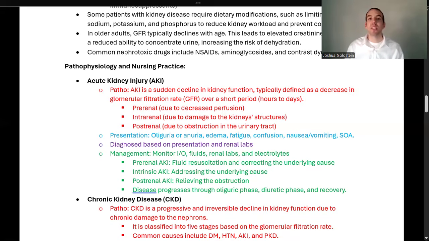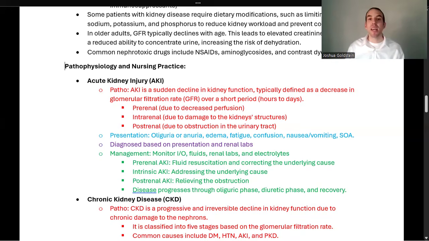All of those are the signs and symptoms of AKI. This is generally diagnosed based on presentation and renal labs. And again, most of the time with AKI, we see it coming. We know that there's an underlying condition that makes the patient at risk for developing AKI, and we're hopefully ahead of the curve in monitoring this. The management of AKI is going to be, first of all, for nursing purposes, we're going to monitor their input and output. We're going to give them fluids. We're going to monitor their renal labs, and we're going to monitor electrolytes. Again, if the kidneys are not working, the electrolytes can get skewed, which can mess everything up and cause heart attacks and worse.